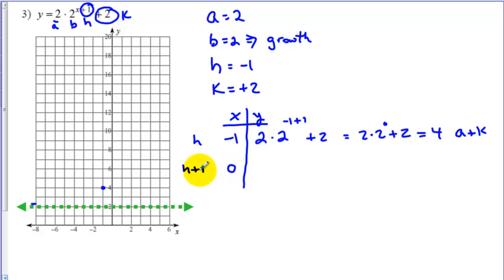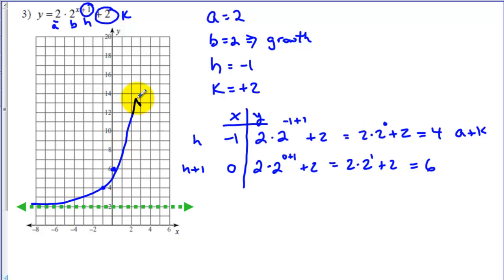And now we're going to add 1 to this number here, so 0. So I've got 2 times 2. Now I'm doing 0 plus 1 in my exponent. So that's going to be 2 times 2 to the first plus 2. So 2 times 2 is 4 plus 2, we get 6. So when we go to the right, we're going up 2. So that's another shortcut here, is we're going to be going up by this number when we move over 1 unit. So now we can sketch in our exponential growth shape, and we're done there. Again, this isn't touching this, but getting closer and closer as we go further left.